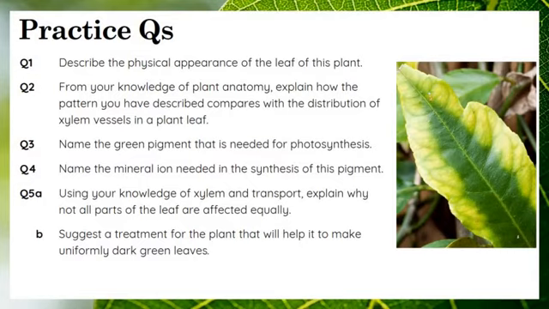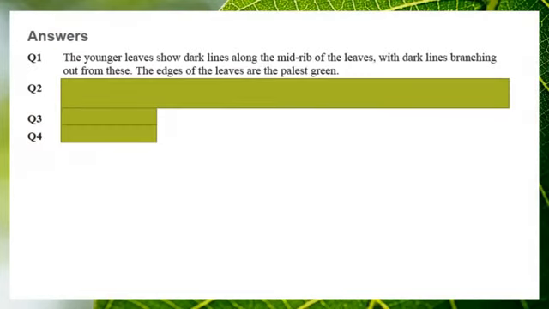Okay, answer time. So for our first question, the younger leaves are going to show those dark lines across the midrib. That's describing our pattern, and those dark lines are branching out. But the edges of the leaves are the palest greens. This is what you might have seen.